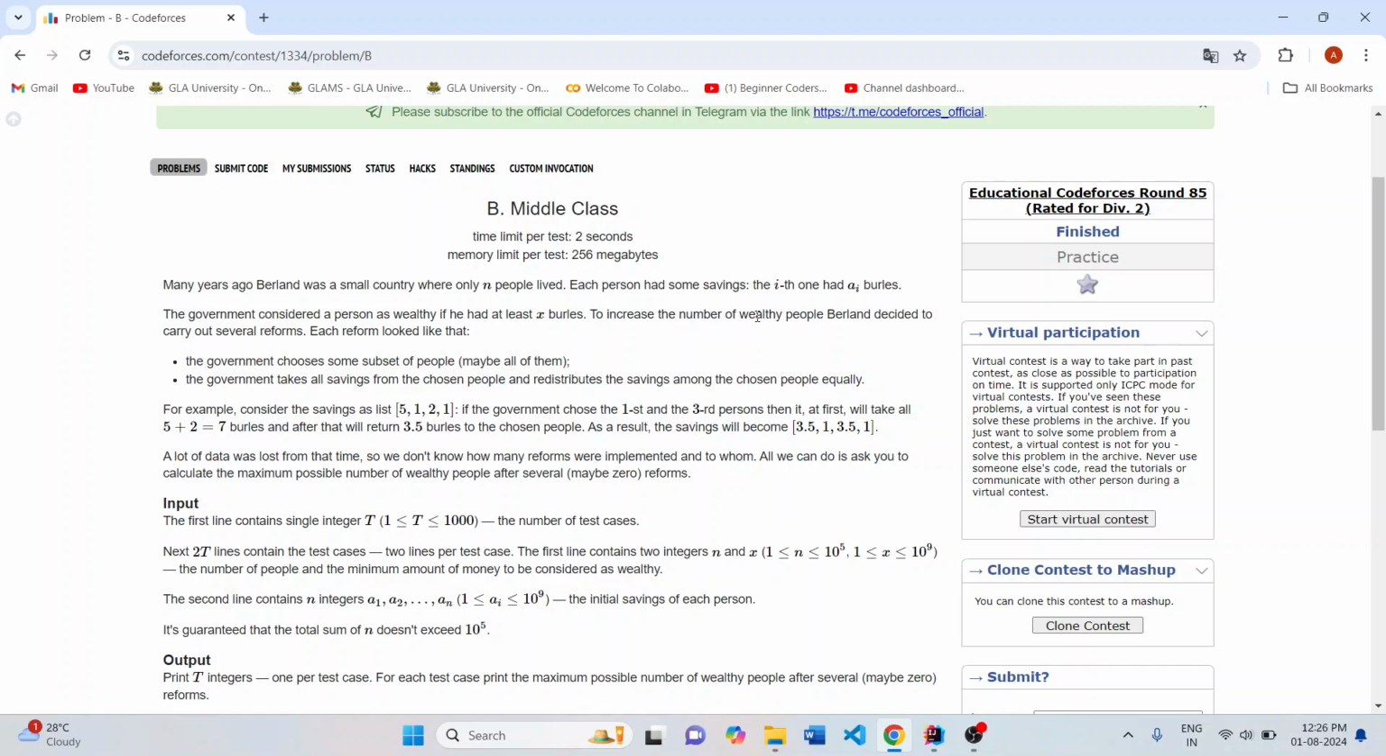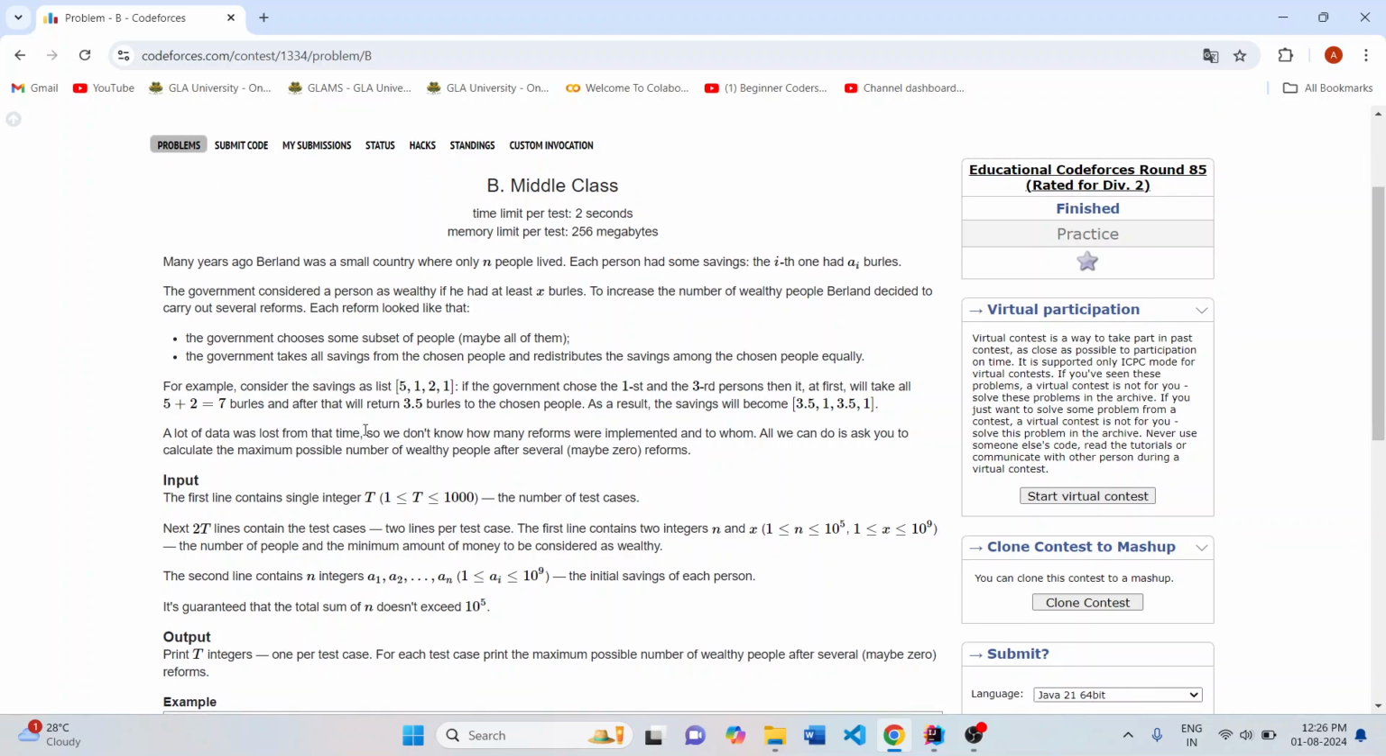Each person had some savings. Each person had a_i burles. The government considered a person wealthy if he had at least x burles. To increase the number of wealthy people, Berland decided to carry out some reforms. In those reforms, the government would choose a subset of people, take all their savings and redistribute them equally among them.